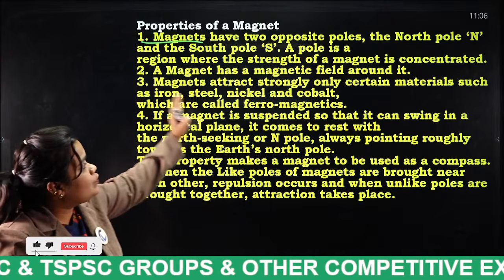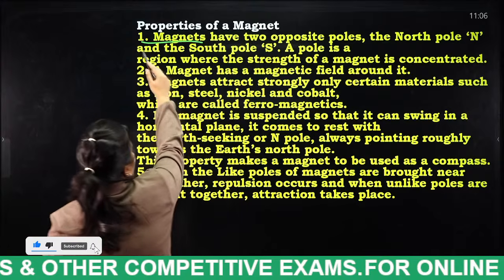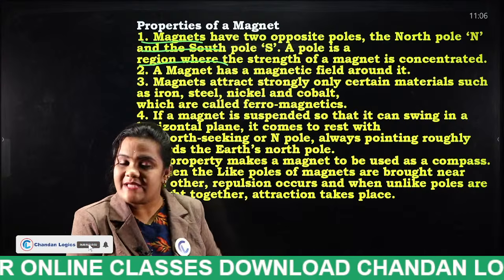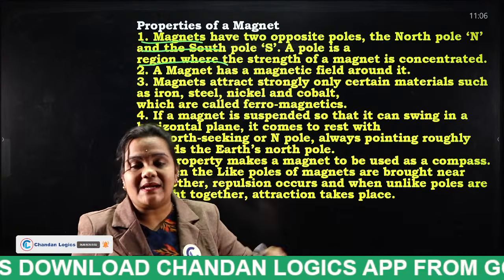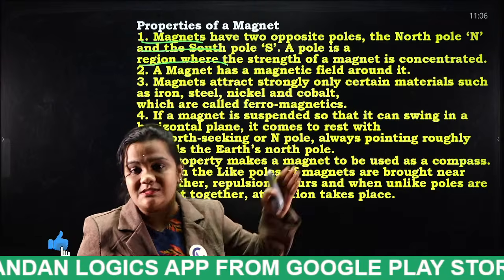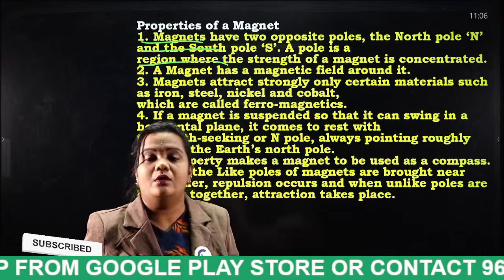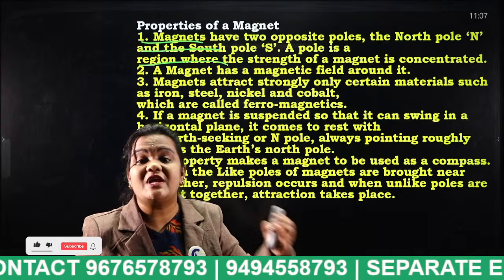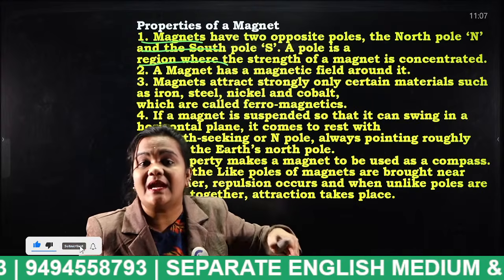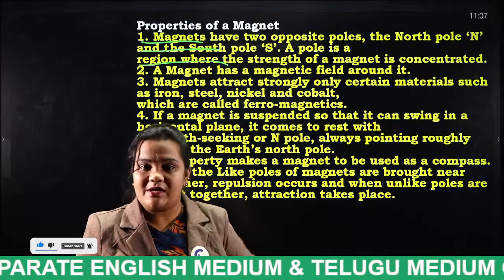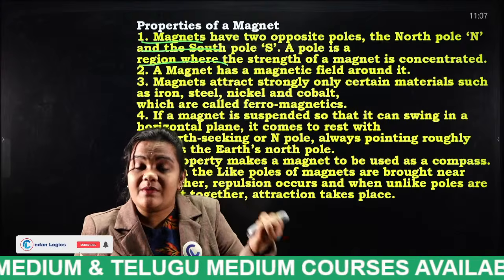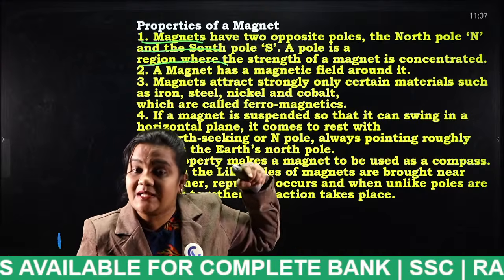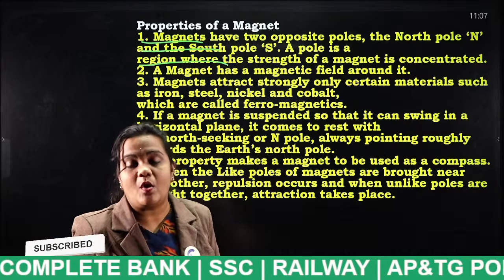A magnet has two opposite poles, the north pole and the south pole. A pole is a region where the strength of the magnet is concentrated. So what happens at the pole? The magnetic properties, that means the strength of the magnetism, will be concentrated at the poles. Did you understand what I said? The strength of the magnet is going to be concentrated at the poles. Very important point to be noted.